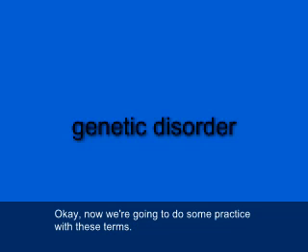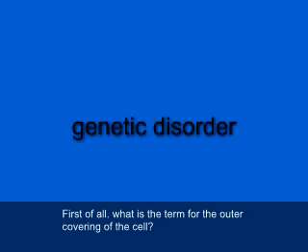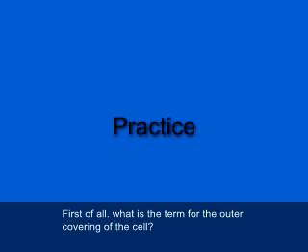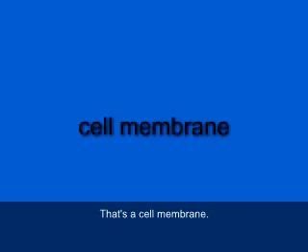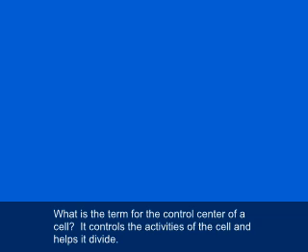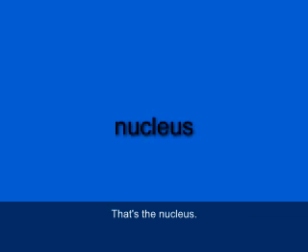Okay, well now we're going to do some practice with these terms. First of all, what is the term for the outer covering of a cell? That's a cell membrane. C-E-L-L M-E-M-B-R-A-N-E. What is the term for the control center of a cell? It controls the activities of the cell and helps it divide. That's a nucleus. N-U-C-L-E-U-S.